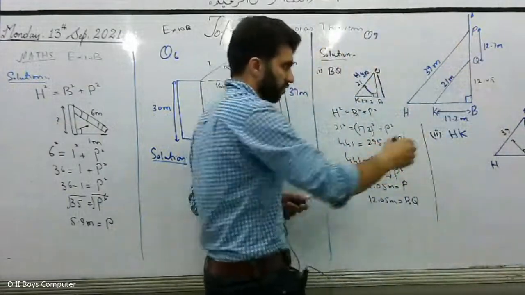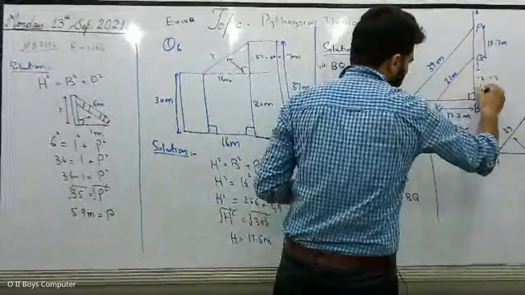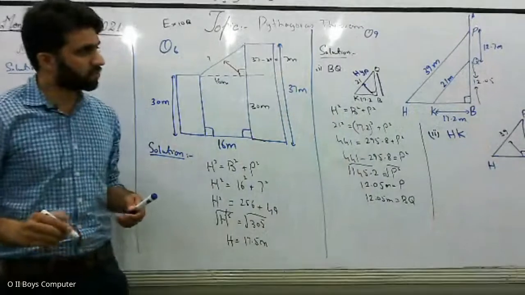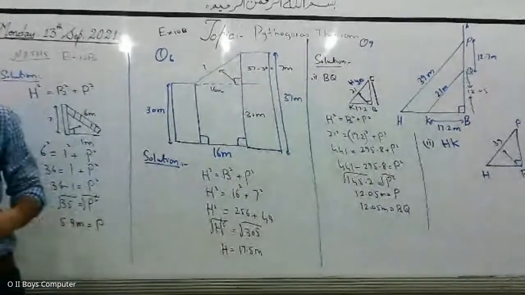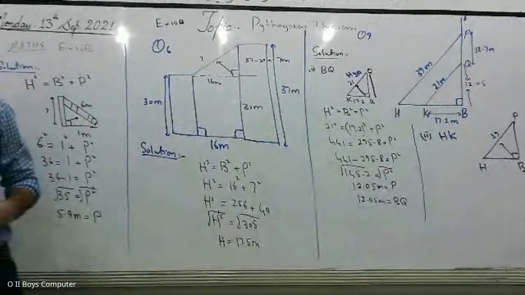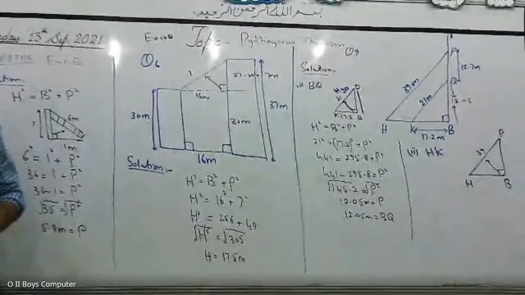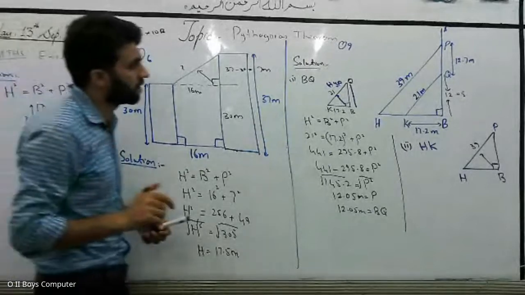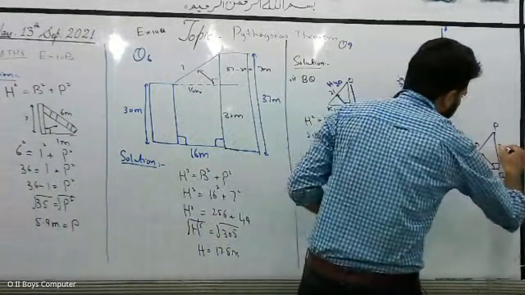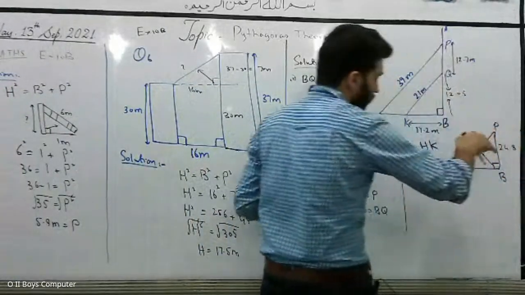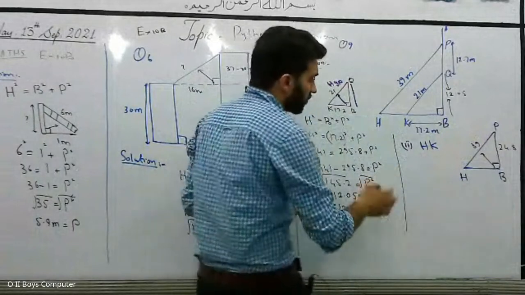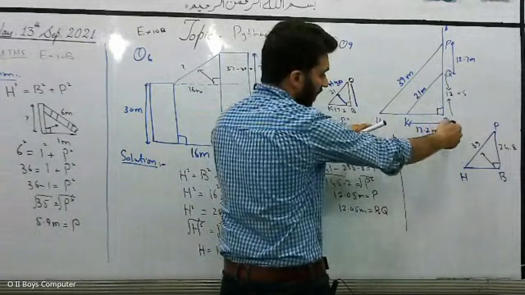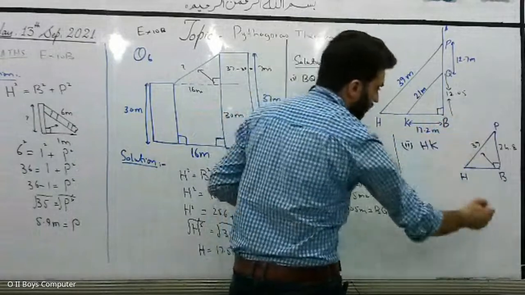Add up these two values. 12.7 plus 12.05. This is 24.8. 24.8 is the total perpendicular. Now, first, for finding HK, we have to find out the main base. We have to find out the bigger base, that is HB.